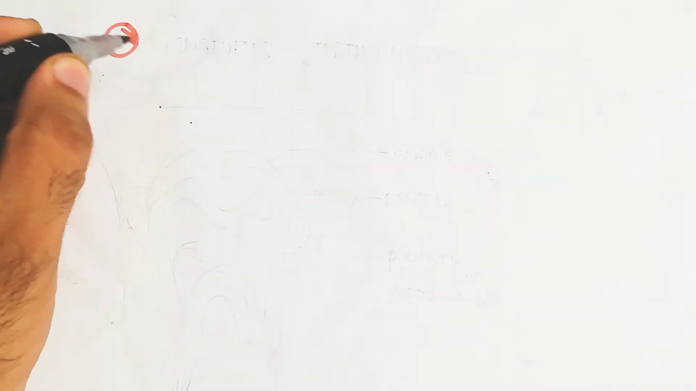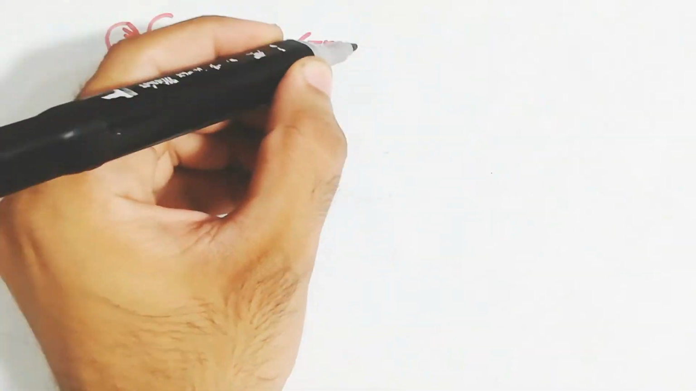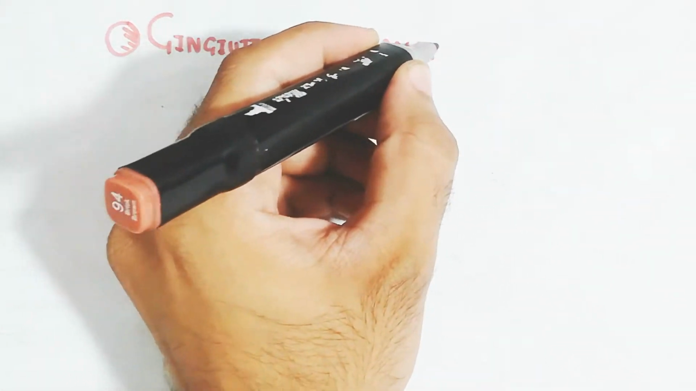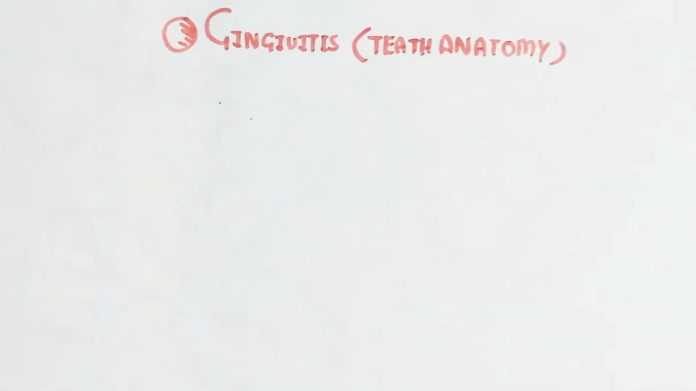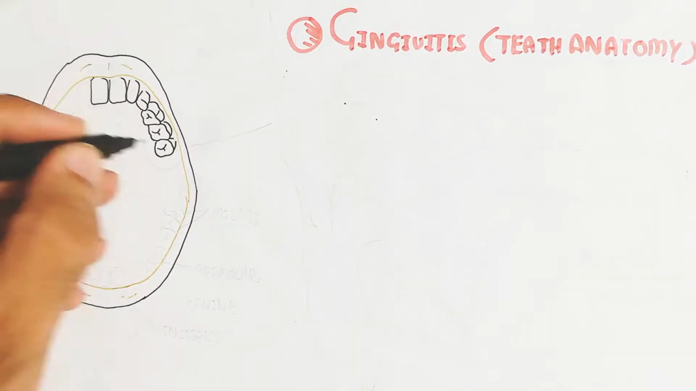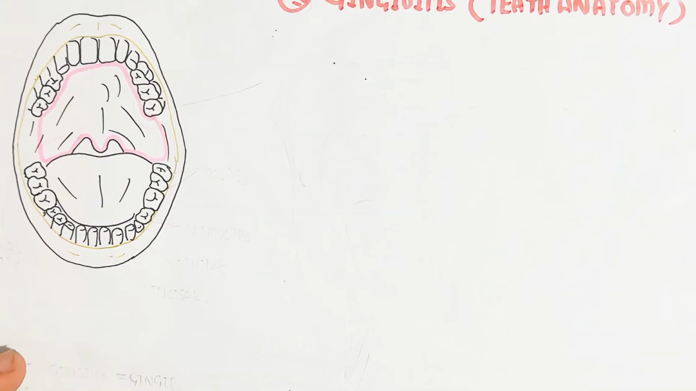Hello, in this video we will discuss gingivitis. We will also learn the anatomy of the teeth, and next we will understand gingivitis. This is a disease due to bacterial infection or other processes.